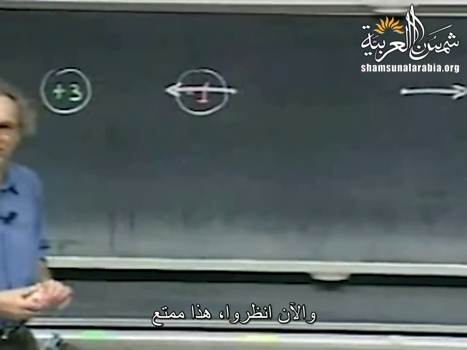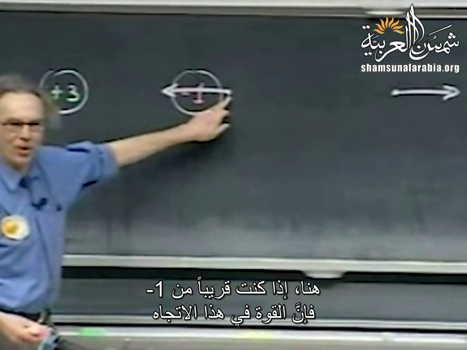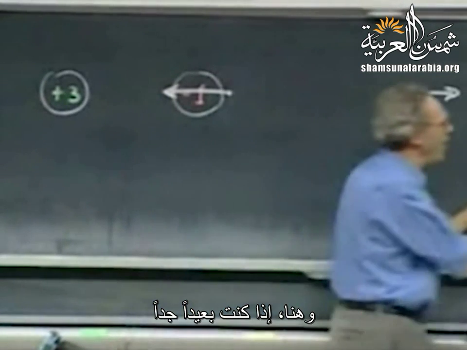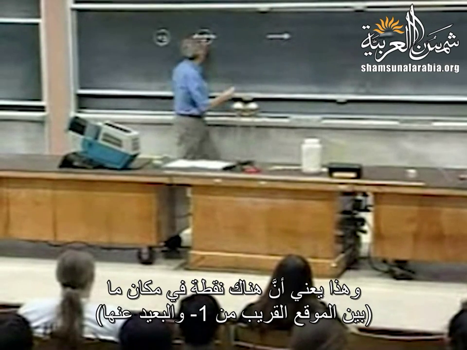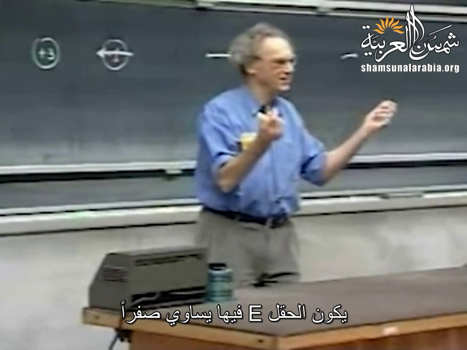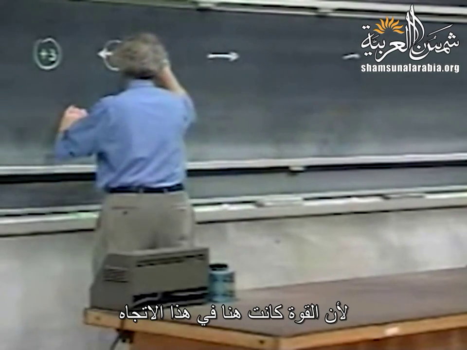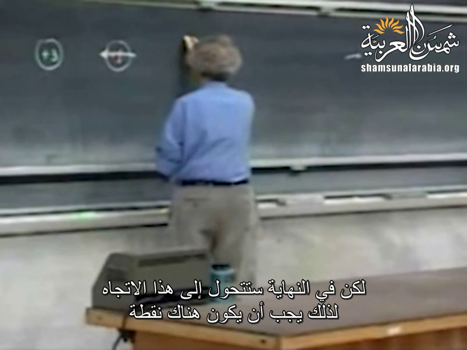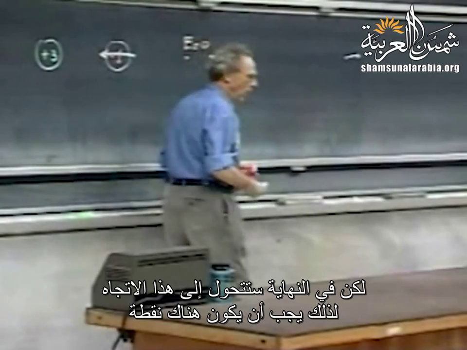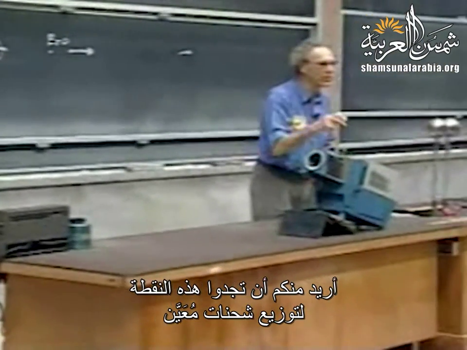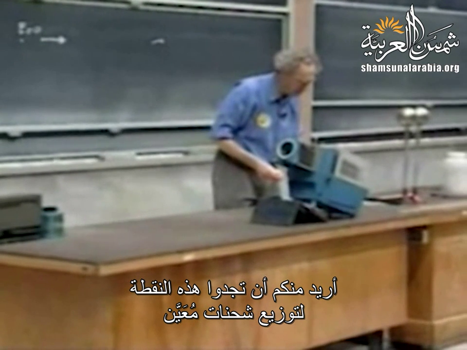And now look what is very interesting. Here, if you're close to the -1, the force is in this direction. Here, when you're very far away, maybe I should be all the way here, it's in that direction. So that means there must be somewhere here a point where the E field is 0. Because if the force is here in this direction, it ultimately turns over in that direction, there must be somewhere a point where E is 0, and that is part of your assignment. I want you to find that point for a particular charge configuration.